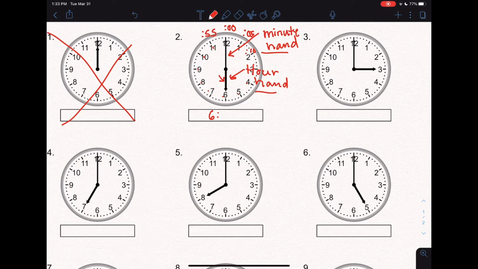So if you look at our minute hand up here, it's pointing up towards the 12, which is technically 0, 0. So in this case, our time is 6 o'clock. Let's move on to number 3.